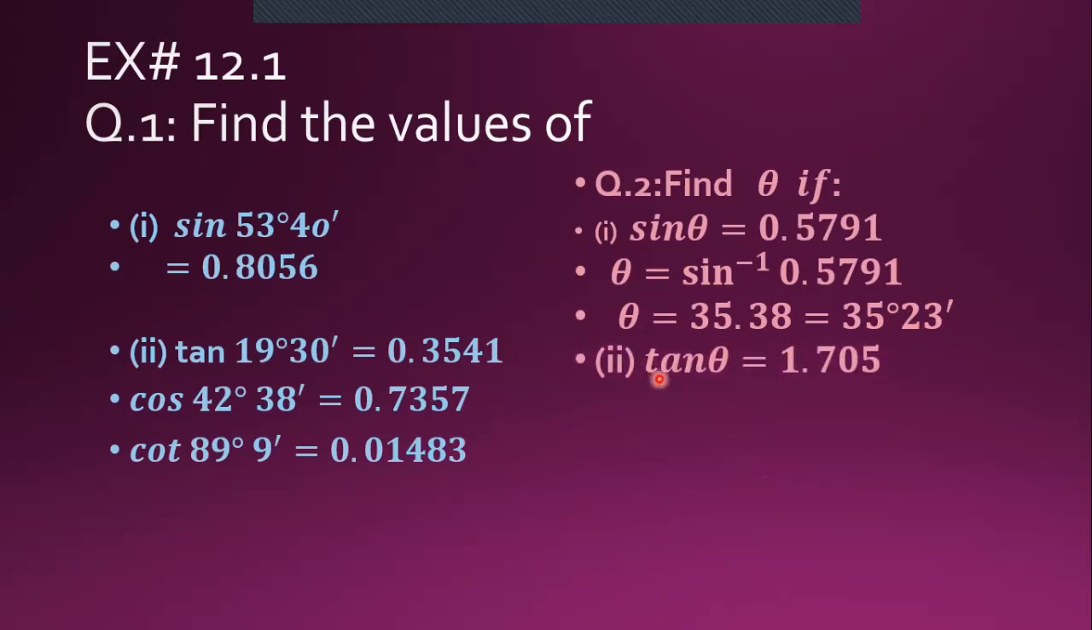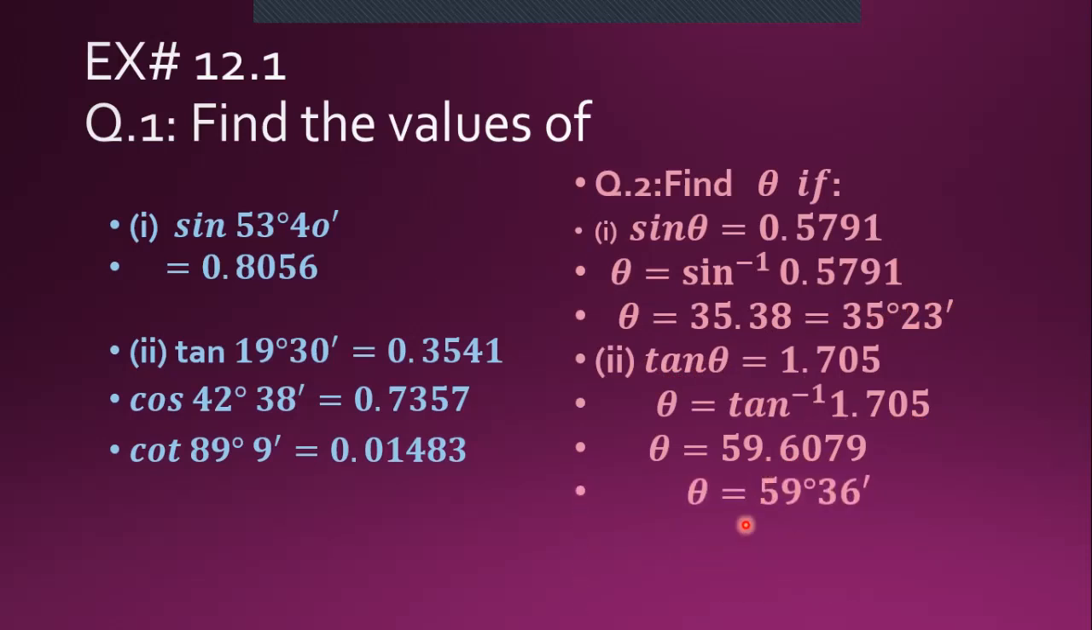Then tangent theta is equal to 1.705. Again, to find theta, theta is equal to tangent inverse of 1.705, and it becomes 59.6079, and then by converting it into degrees and minutes, it becomes 59 degree 36 minutes. Keep in mind, this 35.38 and 59.6079 are actually degrees.